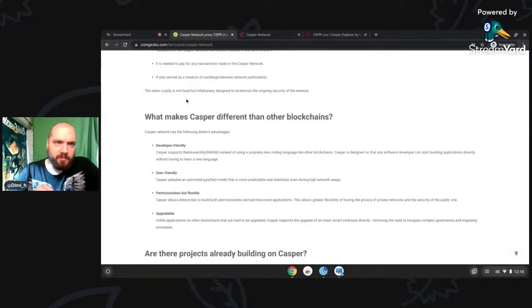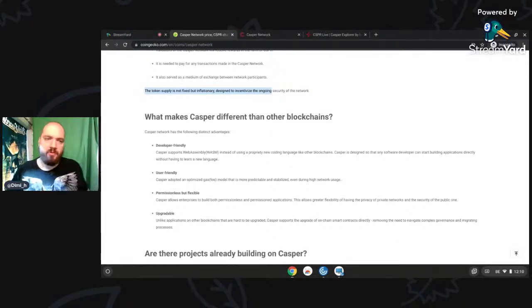The supply is not fixed but inflationary, designed to incentivize the ongoing security of the network. So this to me tells me that the max cap, the maximum amount of Casper coins to be produced, isn't going to be fixed, so that they might adapt and adjust it. That's what that sentence says. I hope it isn't true, otherwise I have to, well, take back my positive words whereby I said, yeah, they've got a max cap of a few billion, which is great.